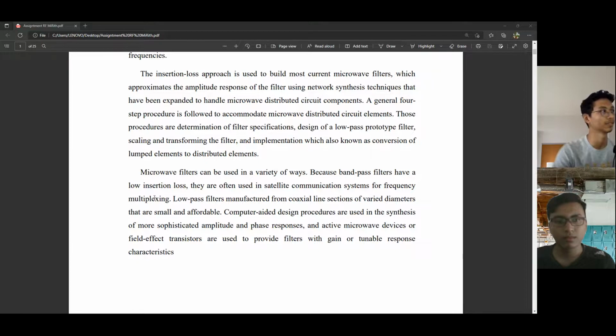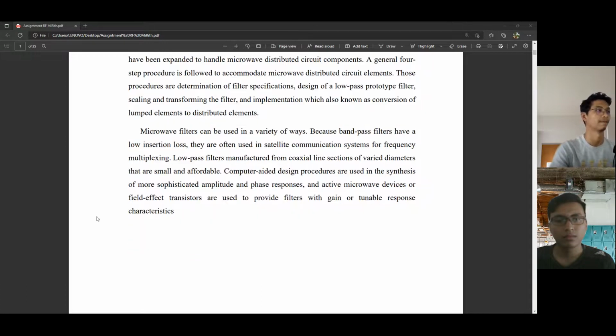A general procedure is followed to accommodate microwave distributed circuit elements. Those procedures are determination of filter specifications, design of the low-pass prototype filter, scaling and transforming the filter, and implementation, which is also known as conversion of lumped elements to distributed elements.